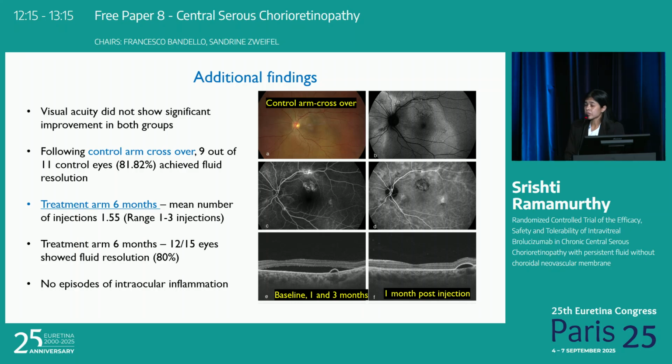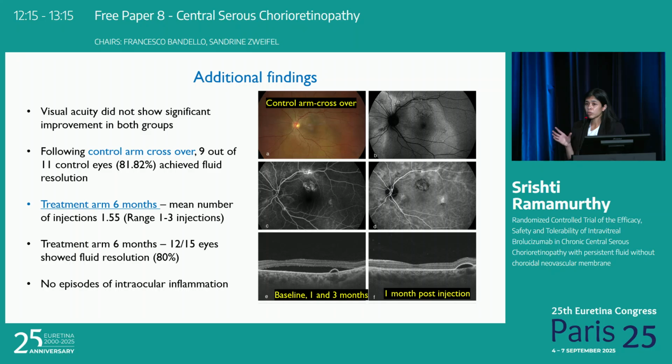The additional findings from our study, as anticipated, visual acuity did not show much improvement in these eyes in both groups. The control arm patients at 3 months, those with persistent fluid, we did a crossover. Now 11 eyes have undergone this crossover where they received the injection, and 9 of these 11 eyes achieved complete resolution with an injection of brolucizumab. As you can see in the picture here, the patient's OCT was largely similar at baseline, 1 and 3 months, and after the injection, there was a complete resolution of the subretinal fluid.